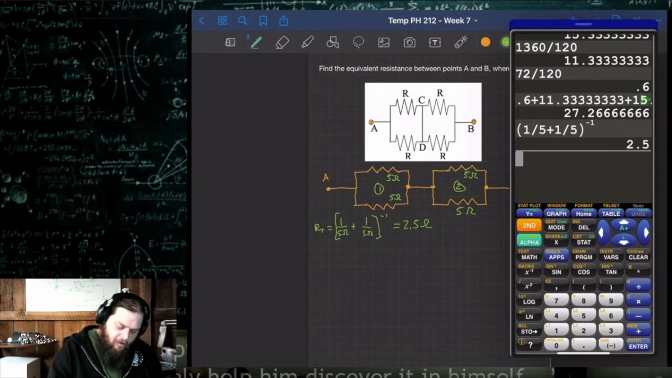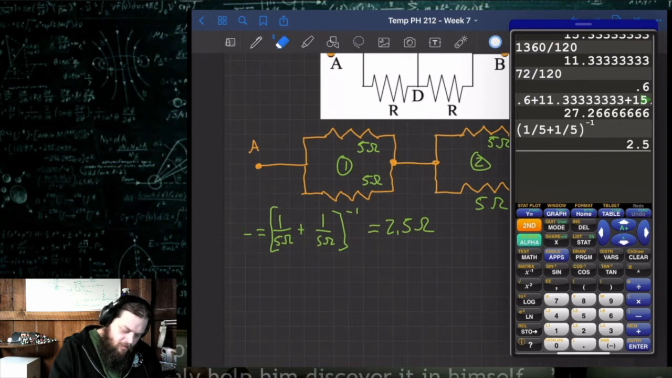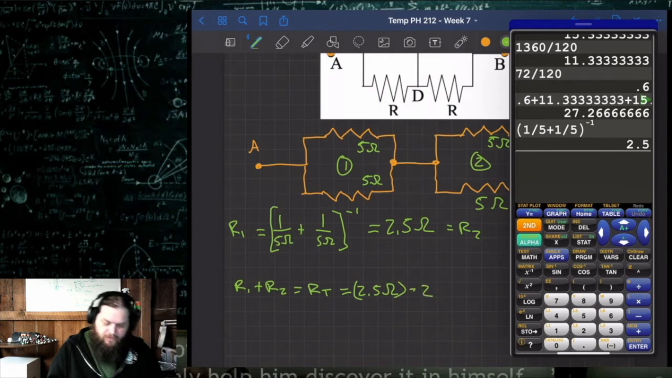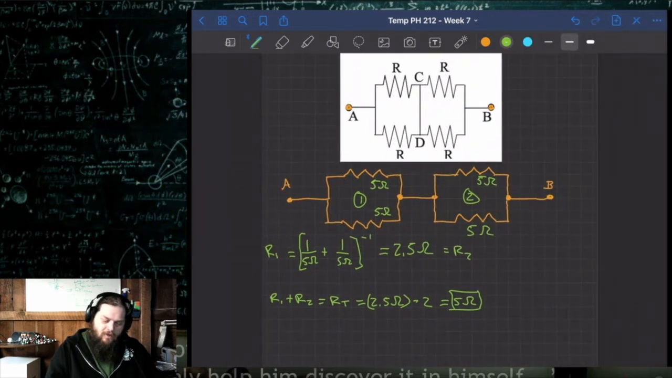So to add up the absolute total, I probably should have called this one R1 and then R2. So then R1 plus R2 is going to equal my total resistance, which is equal to 2.5 ohms times 2, so there's 2 of them, equal to 5 ohms. So that's kind of the way to do it.